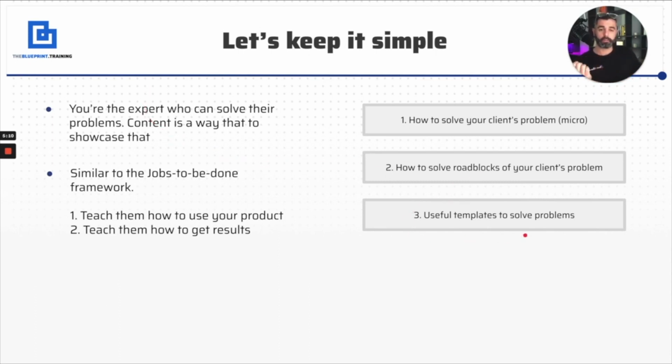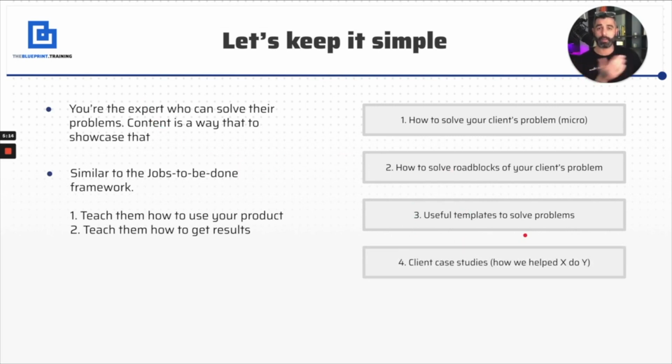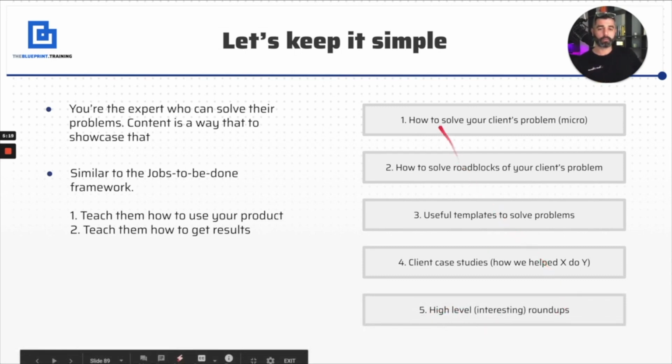Another good one is useful templates to solve problems. And of course, client case studies, as many of those as possible. And then the final one here is just a high-level, interesting roundup. So hopefully what you're seeing here too is these 5 pieces of content really map perfectly to the 5-page website that we talked about, right? We had a page dedicated for the micro conversion, how to solve roadblocks.